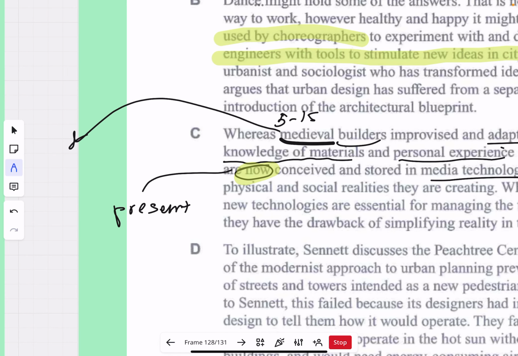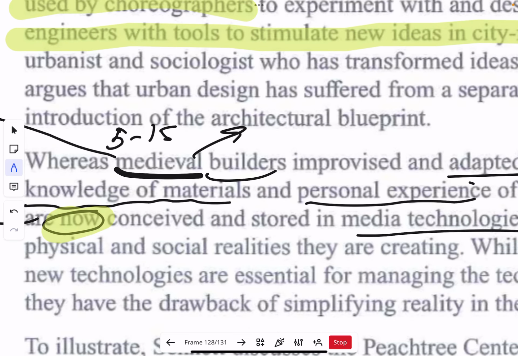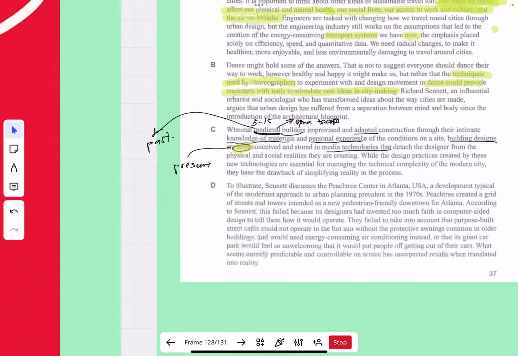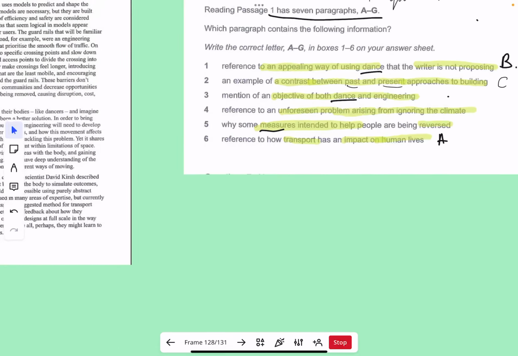This is medieval, it means the past one. Oh my god, I love this. Okay, next one.